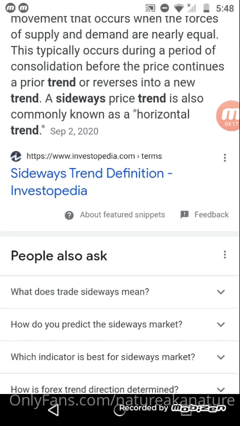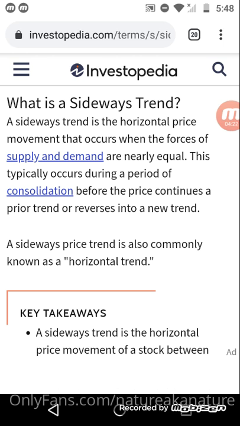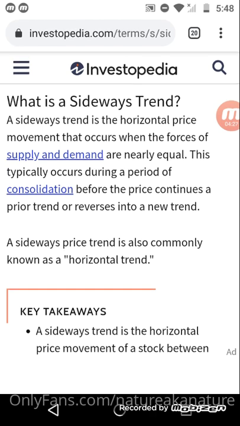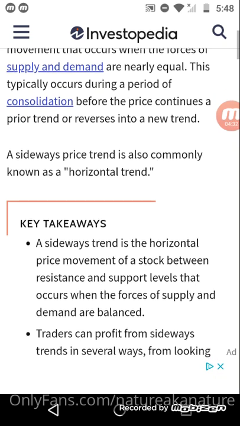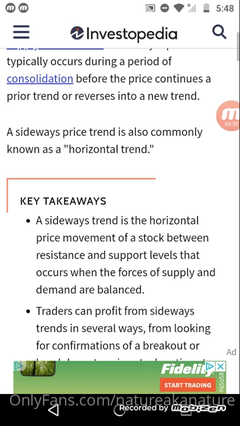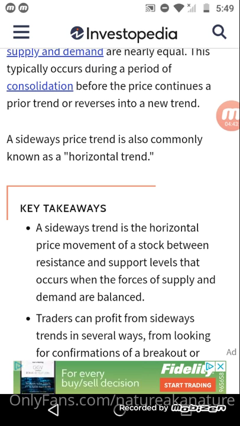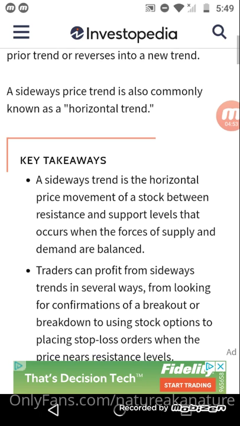Let's look at the definition. What is a sideways trend? A sideways trend is known as a horizontal trend. The sideways trend is the horizontal price momentum that occurs when the forces of supply and demand are nearly equal. This typically occurs during a period of consolidation, also called sideways trend, before price continues in a prior trend or reverses in a new trend. So consolidation, you can also say correction, is going to go through a period of correction before it decides if it wants to go up or down. A sideways price trend is also commonly known as a horizontal trend.